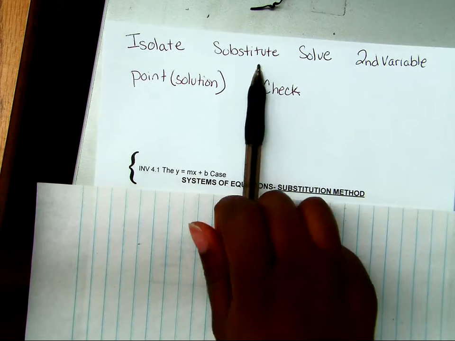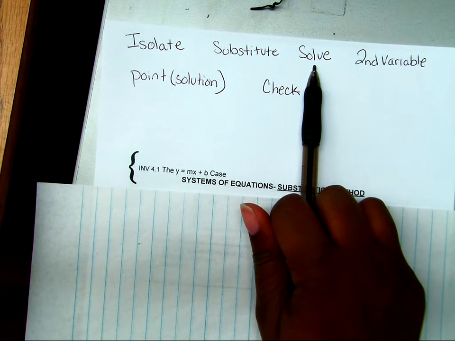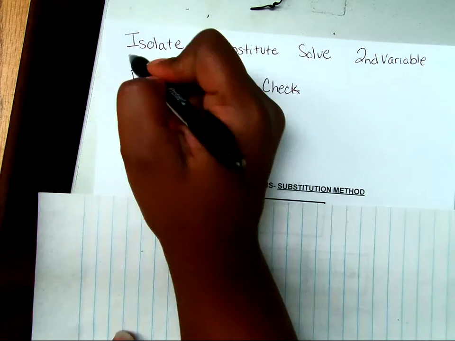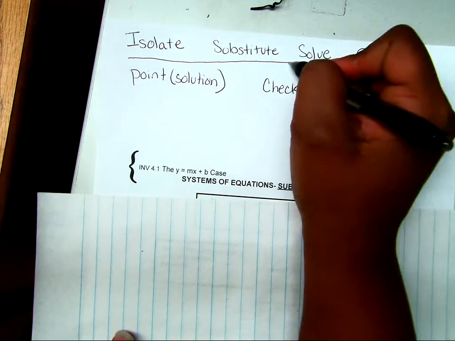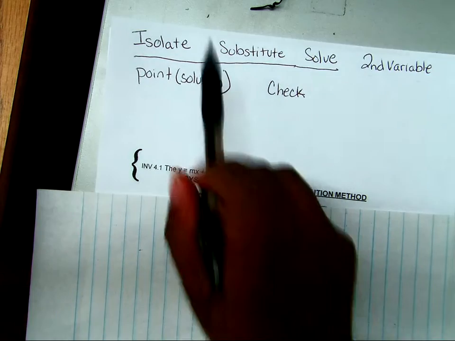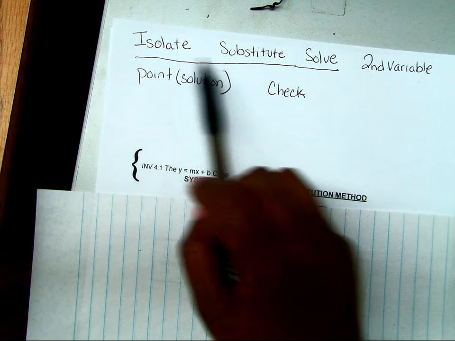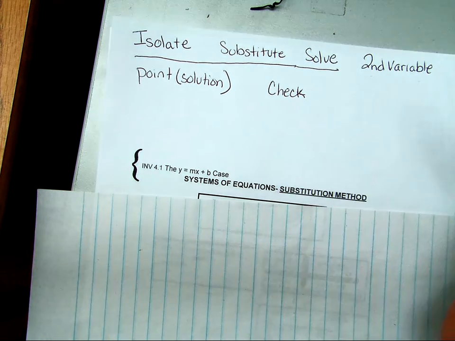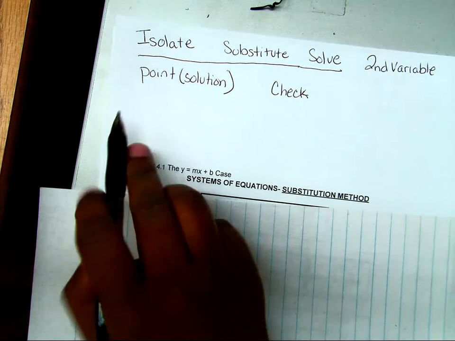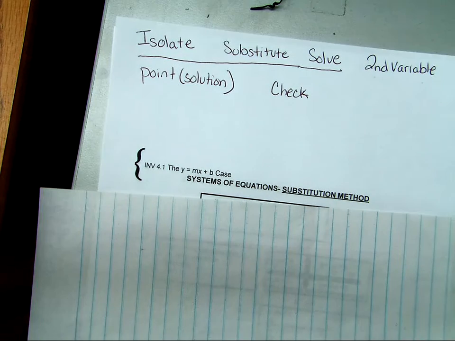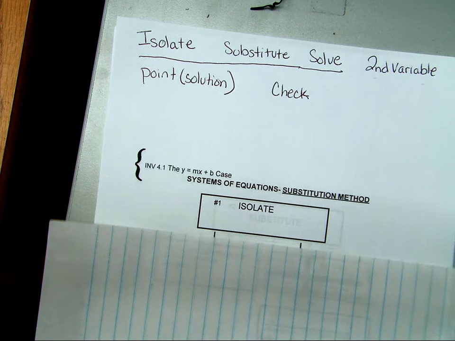Isolate, substitute, solve. Then you're going to repeat these for your second variable. Only isolate if you need to, but you're definitely going to substitute and solve. And then you're going to come up with a point or a solution, and then you're going to check your work. So let's get started. Isolate.